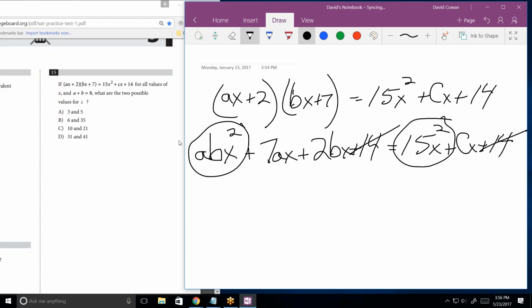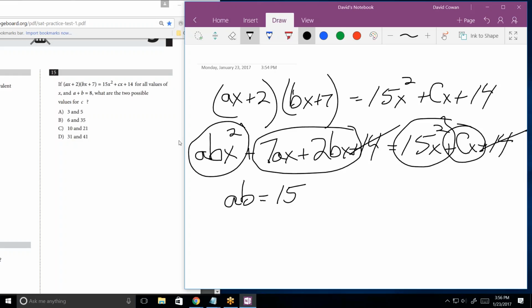I only have one term on the right side of this equation that's an x squared, and I only have one term on the left side that's an x squared. So it has to be 15. AB has to equal 15. Now, let's figure out that and that.